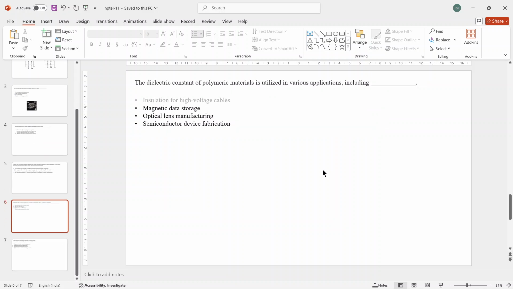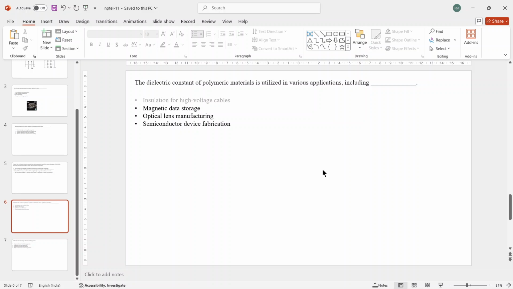Then we have: the dielectric constant of polymeric materials is utilized in various applications, including which property? So we have four properties listed right here. Insulation for high voltage cables, magnetic data storage, optical lens manufacturing, and semiconductor device fabrication. So where does the dielectric constant of polymeric materials come into the picture? Here it is the insulation provided for the high voltage cables.